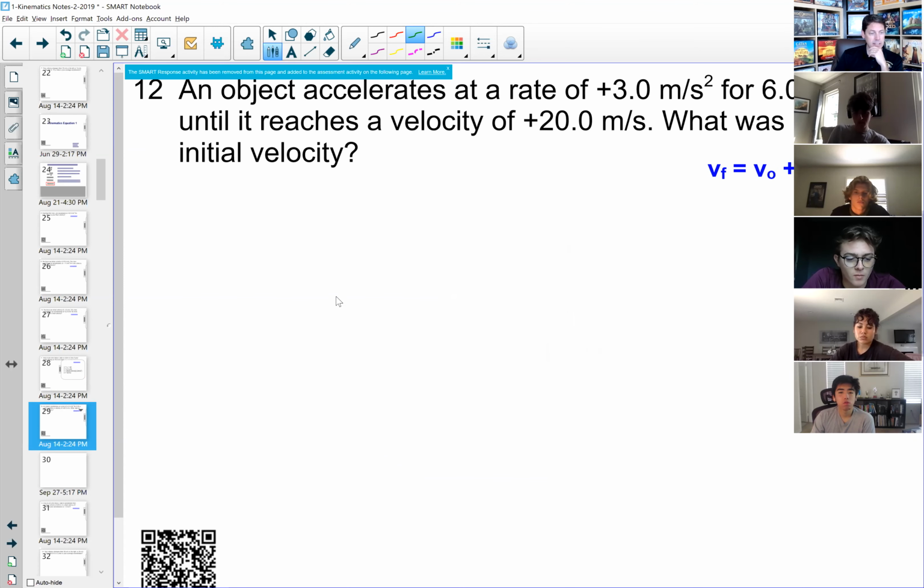An object accelerates at a rate of positive 3 meters per second squared for 6 seconds until it reaches a velocity of positive 20 meters per second. What was its initial velocity?